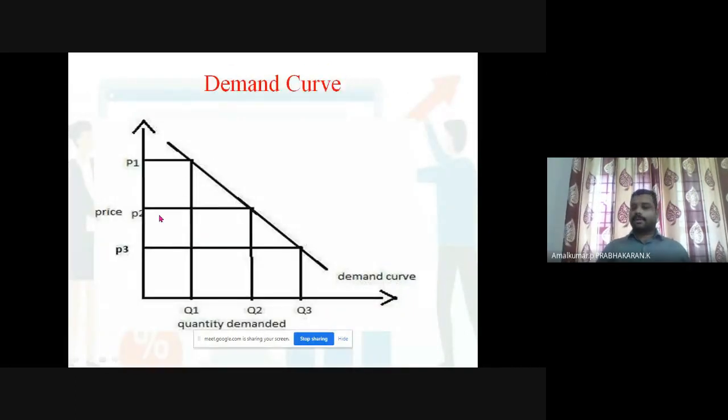Okay. This is a demand curve. The x-axis shows the quantity demanded, and the y-axis shows the price of a particular commodity. If the price is at P1, the quantity demanded is Q1. If the price is decreased to P2, the quantity demanded increases to Q2. If the price is again decreased to P3, then the quantity demanded increases to Q3. So this is a demand curve. The demand curve is the graphical representation of the demand schedule.